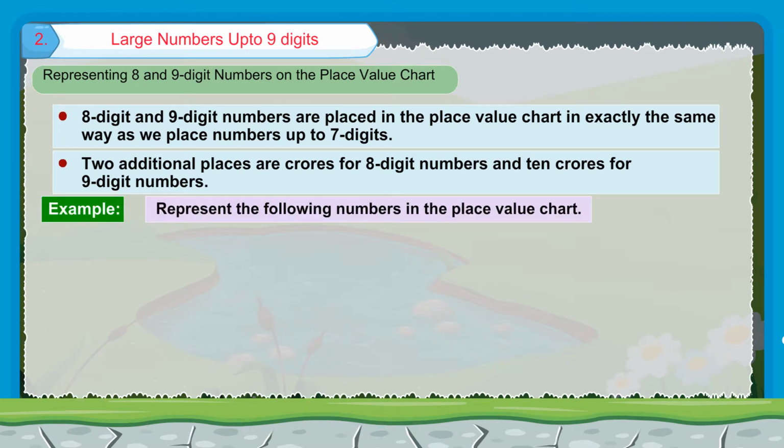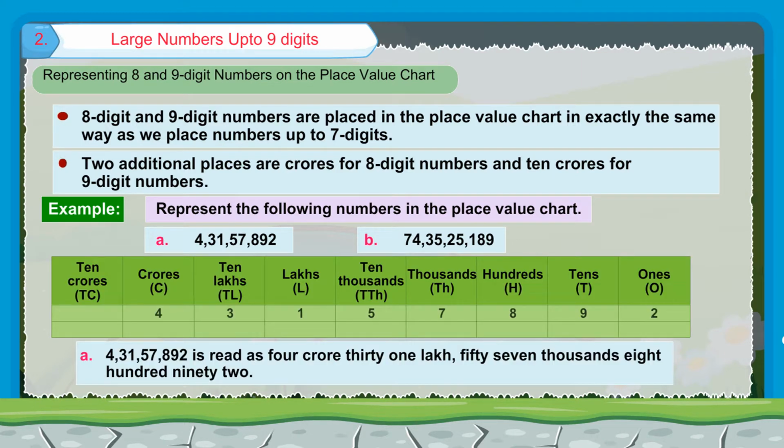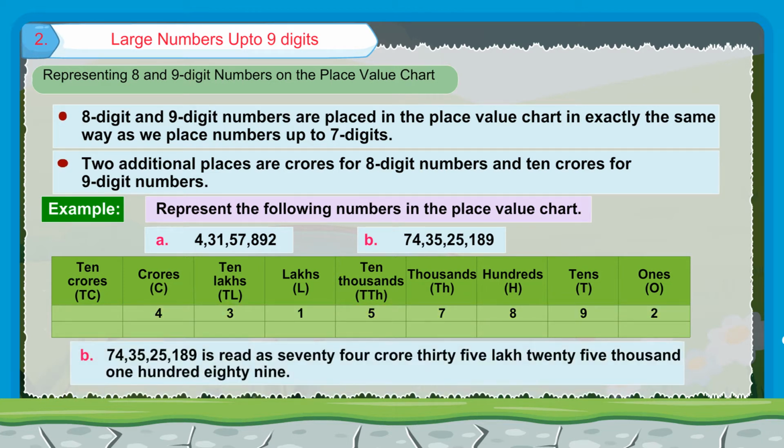Example: represent the following numbers in the place value chart. A: 4,31,57,892. B: 74,35,25,189. A: 4,31,57,892 is read as 4,31,57,892. B: 74,35,25,189 is read as 74,35,25,189.